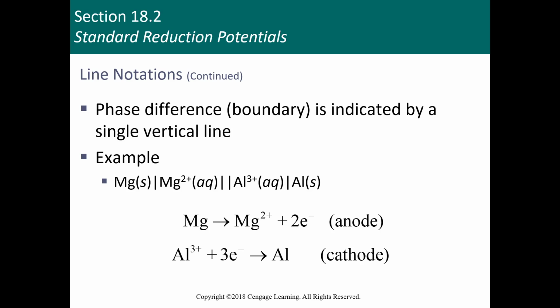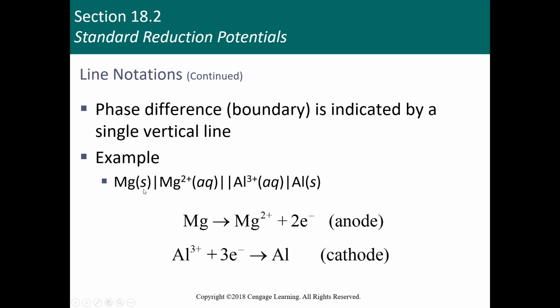So in the anode, the first one that comes up, you're always going to go from the more negative component to the less negative component, because that's oxidation, losing electrons. At the cathode portion, you're always going to go from the more positive to the less positive. So you're gaining electrons at that side. And there you go. Notice the singular lines, phase boundaries, double lines, porous disk, or salt bridge.